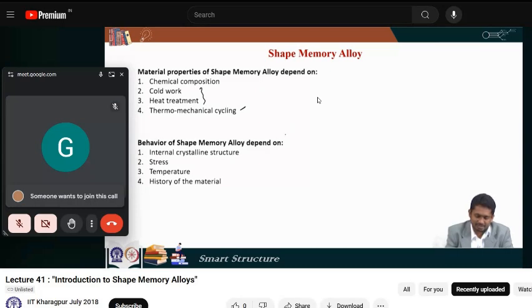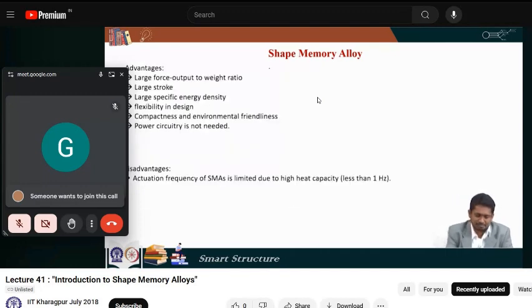And the material behavior depends on internal crystal structure, stress, temperature, and history of the material. So just stress and temperature is not sufficient to know the present behavior of the material. We also need to know the history of it, how the stress was before, how the temperature was before, because this material shows something called path dependent behavior, and we will understand that as we progress.